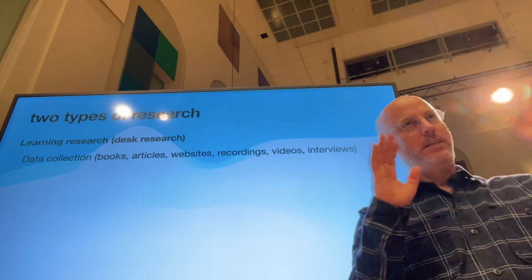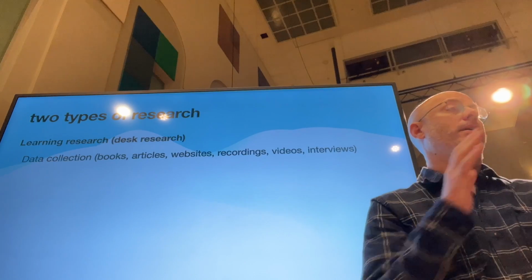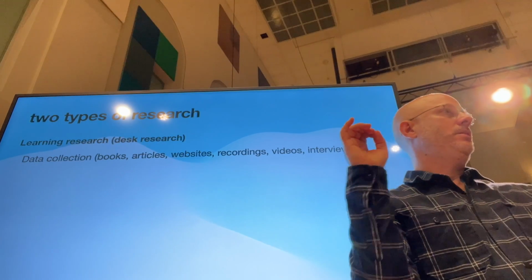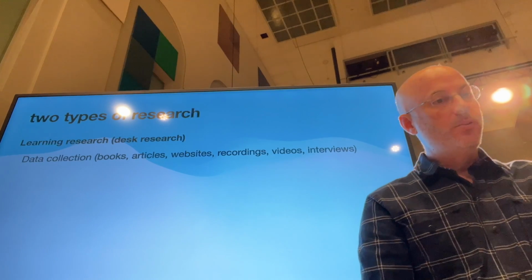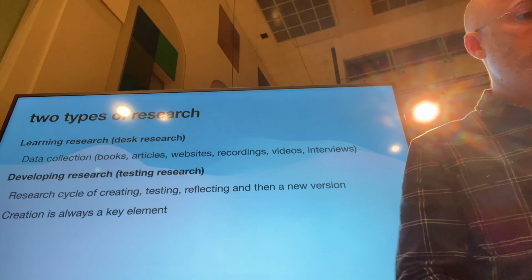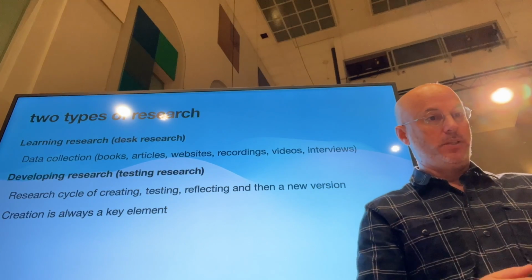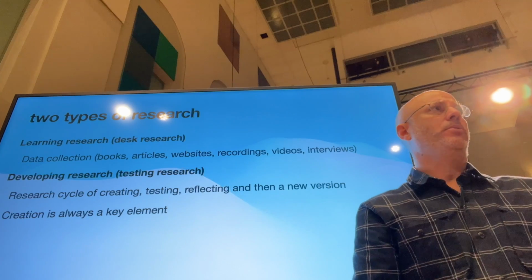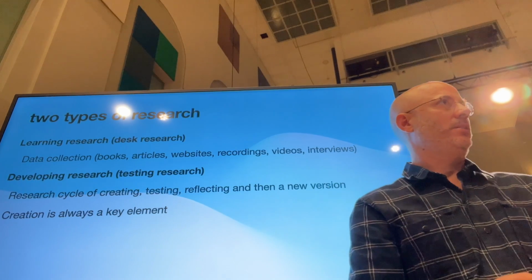And believe me, when you came to this school, you came here to learn. You're like, well, I can do all this, but I want to learn more. And you have a bunch of really great teachers here who have a lot to teach you. But this is only one part of research. The other part of research is what I call developing research or testing research. I'm going to go to the laboratory and I'm going to do some research. And that means you're going to test out a bunch of things, right?